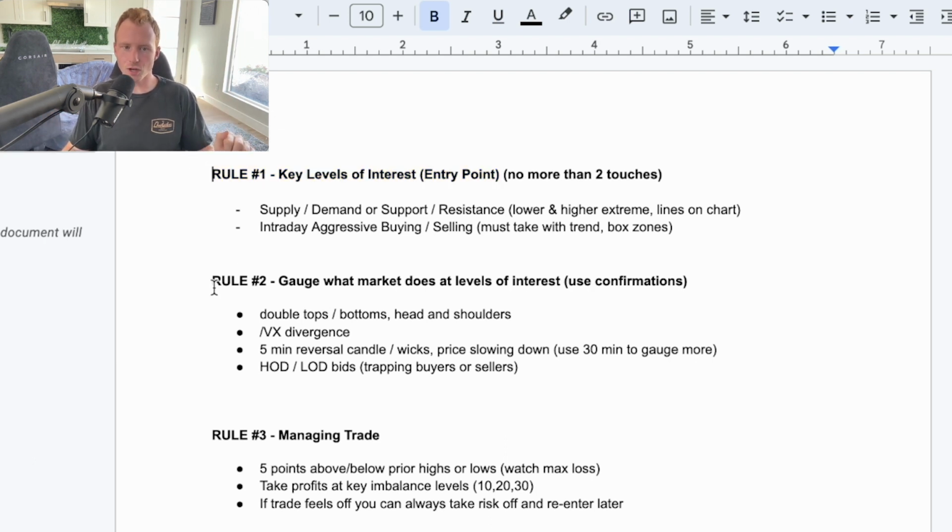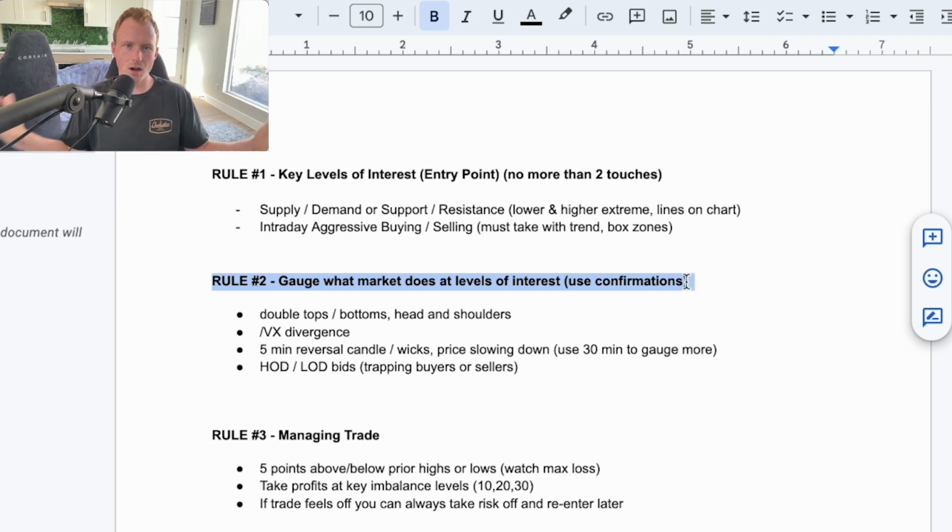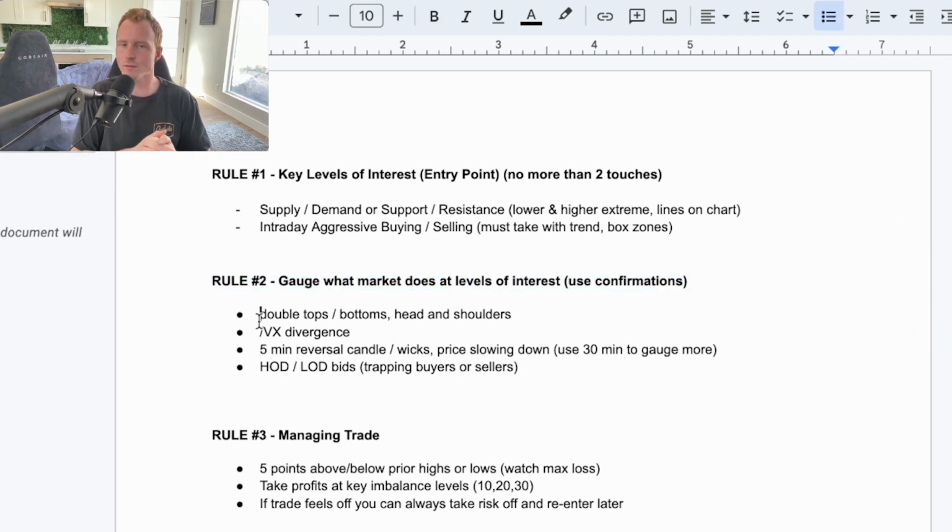Now, the second rule I have for myself is to gauge what the market does at these key levels of interest, right? So these are basically confirmations. Me personally, I don't think it matters what confirmations you use. You just have to find what works best for you, but you've got to make sure you only use them when they're at key levels.